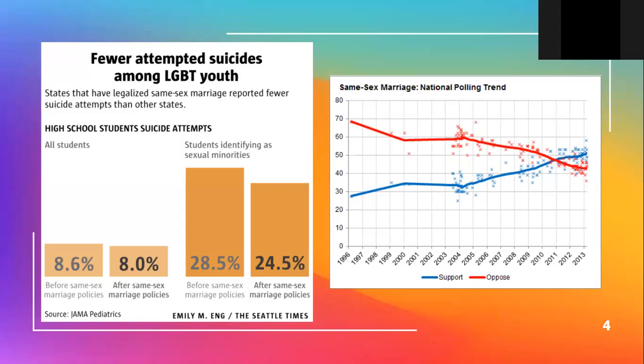On the chart to the right, you can see that the support for gay marriage has increased over the span of almost 20 years, and there are now more people that support gay marriage than oppose it, meaning that the ruling of Obergefell versus Hodges, which will be discussed in the later slides, was very much in favor of public opinion.